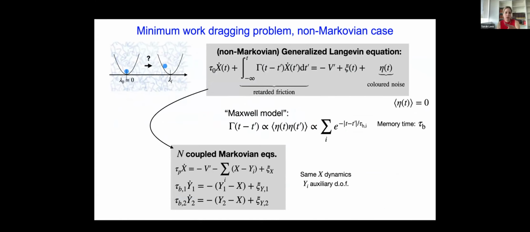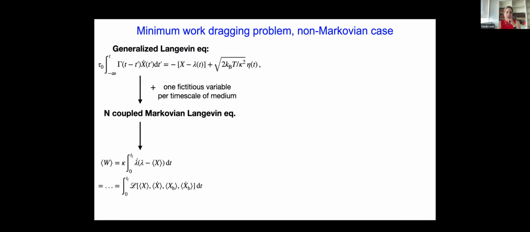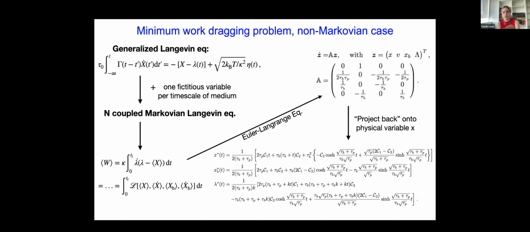And that means that I can rewrite the generalized Langevin equation in the form of n coupled Markovian equations with these auxiliary variables. Each of them represents one timescale in my process. And that allows me to solve the problem in principle in the same way as before. So I transform to this extended Markovian system, and then I can do the Euler-Lagrange there, and then I can project back. And I'm just showing this to show you that although this is a linear and very simple looking equation, the optimal protocol and solutions that we get are already quite nonlinear and complicated in this simple case.